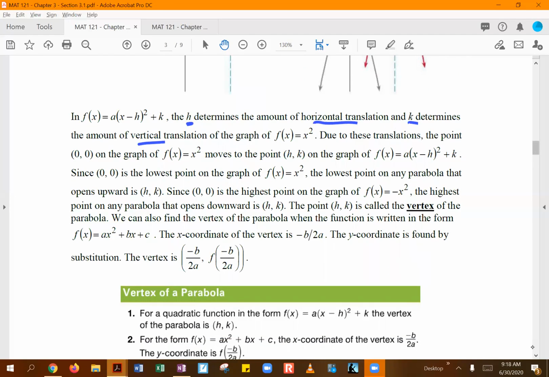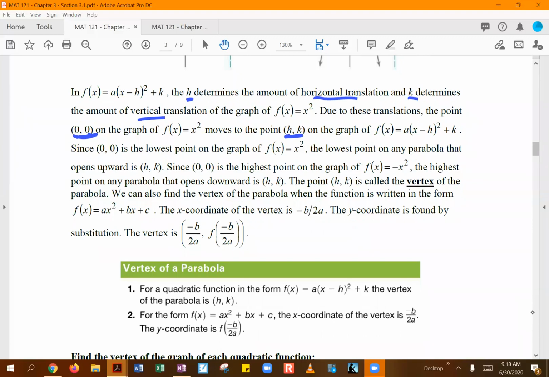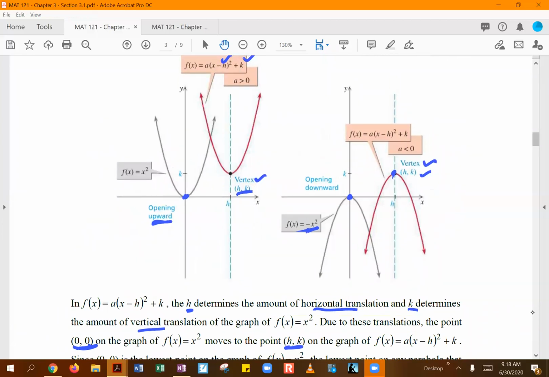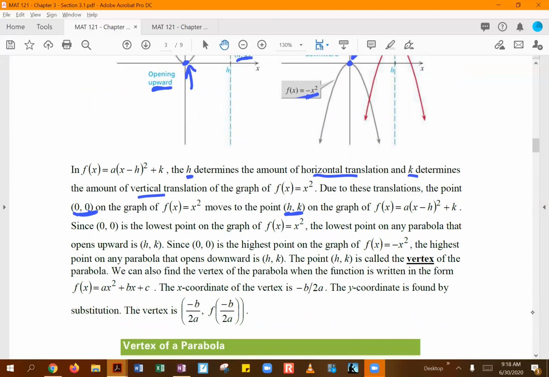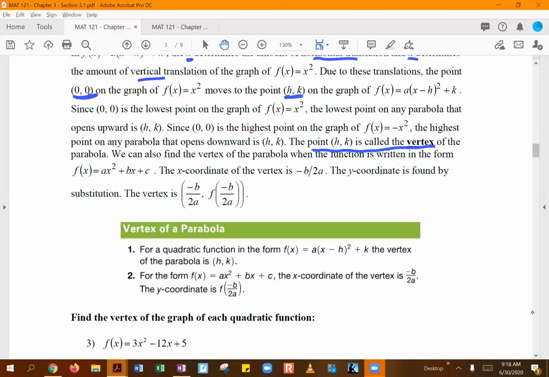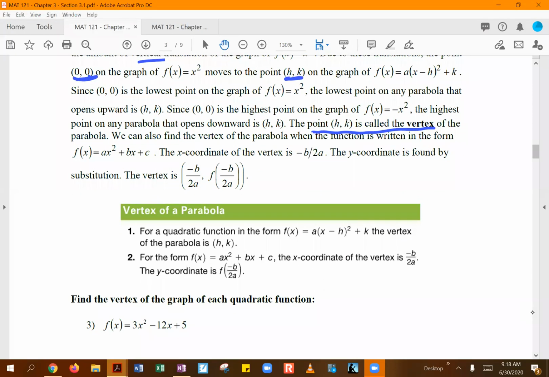They're also talking about, since by default the x squared function will have the vertex at (0, 0), based on the values of h and k, we will know where the new vertex is going to be. If your parabola is opening up, then the vertex is going to be the lowest point on your graph. If your parabola is opening down, then the vertex is going to be the highest point on your graph. So something else to keep in mind, they're again talking about how to find the vertex by using those h and k values.